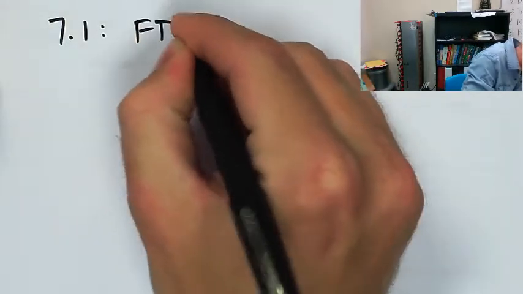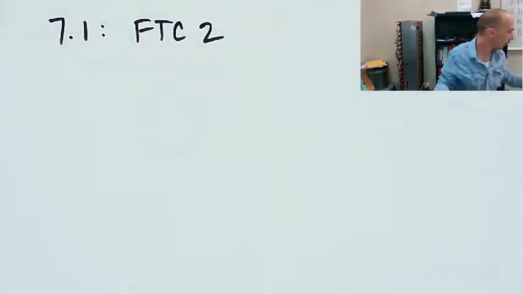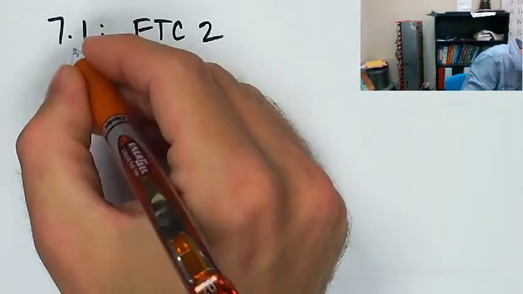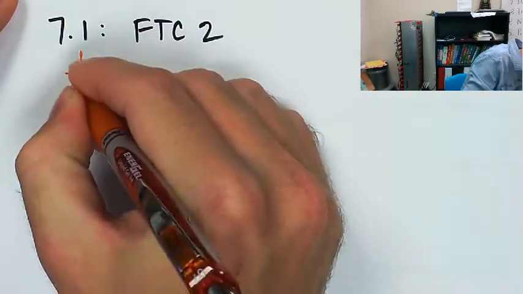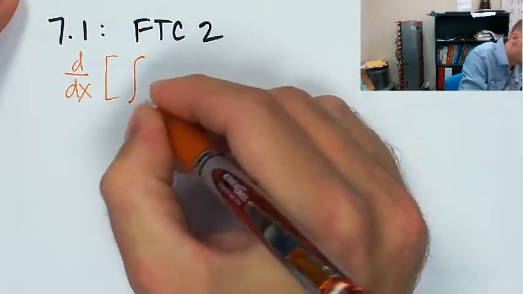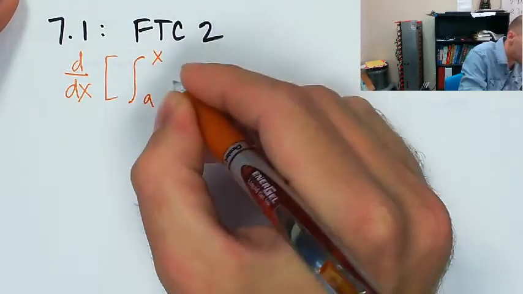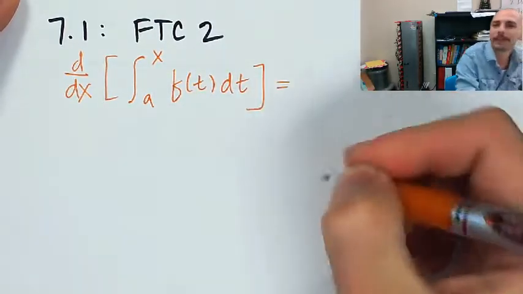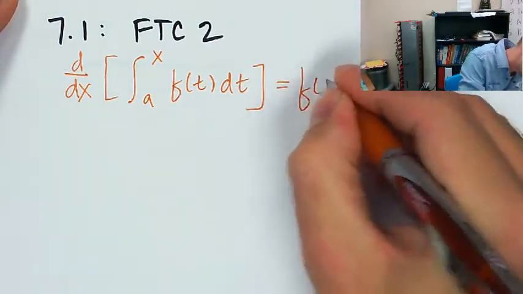7.1 was the second fundamental theorem. That was where we learned how to take the derivative of an integral, really. So it's like the derivative with respect to x of the integral from some number up to x of f of t dt, that's equal to f of x. That was what we learned.